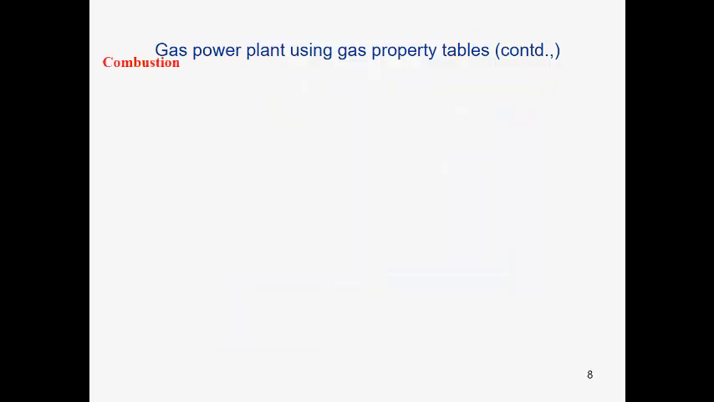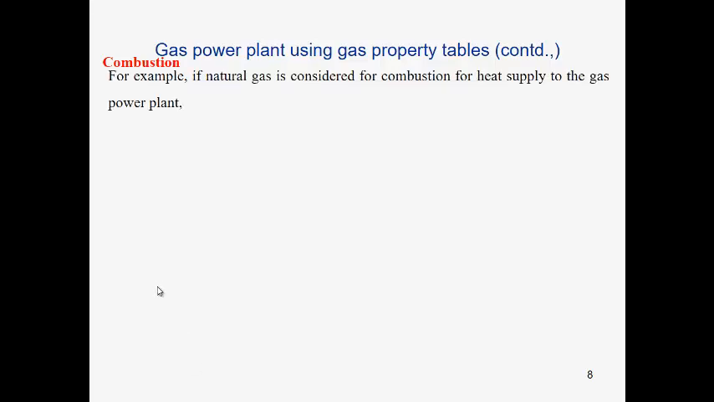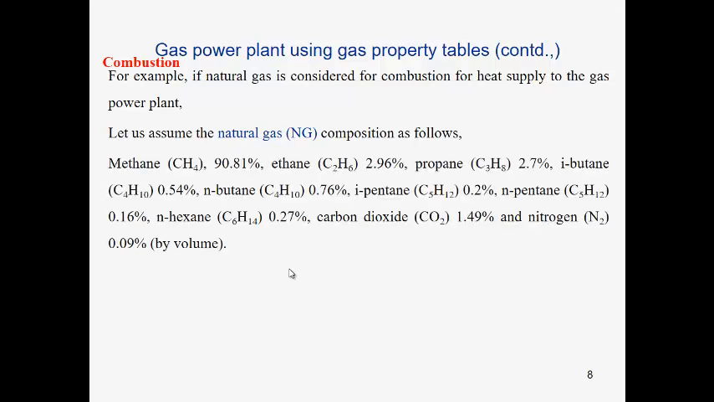After finding these enthalpies, work from the compressor is determined from the equation, that is H2 minus H1. Then the second component is the combustion chamber in the gas turbine. For example, if natural gas is assumed as a fuel in the combustion chamber, the natural gas composition can be determined or taken from a case study. Let us assume a natural gas composition here. This is taken from a typical gas power plant.